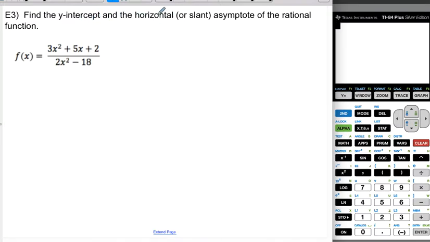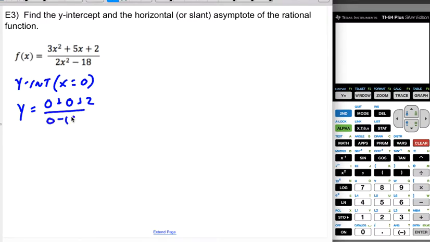All right, so moving on, let's walk through this. We're going to find the y-intercept and horizontal or slant asymptotes. Again, you don't need to factor for this. For the y-intercept, I'm just going to plug in x is 0 and see what happens. So I get y equals 0 plus 0 plus 2 over 0 minus 18. So I get negative 1/9. That's it. My y-intercept is negative 1/9.